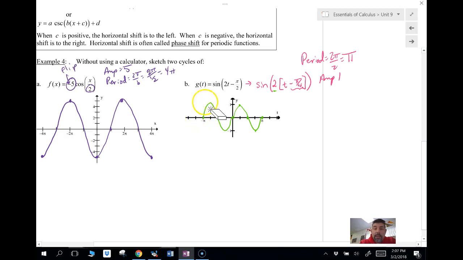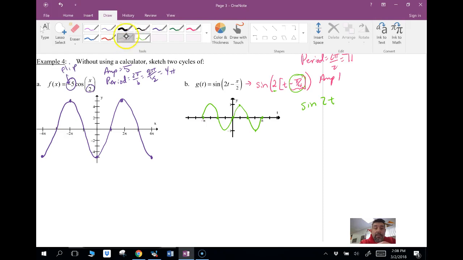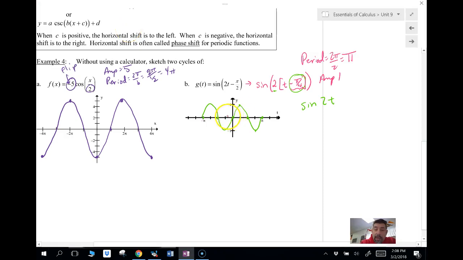All right, that looks a little high. Let's try that again. That's all right. Okay, so this is not my answer. The green one is what I have here, sine of 2t. What I need to do is shift it over pi over 4 units. So now I'm going to go back to my pink here, and I'm going to shift everything pi over 4.